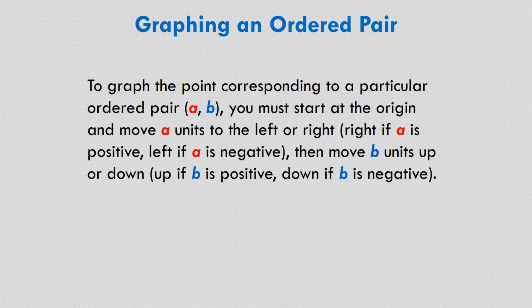So when we're graphing an ordered pair, it means that you have a particular ordered pair that you're trying to plot. You have an A value and a B value, and we always start from the origin. Your A value tells you whether you're going to go left or right: right if it's positive and left if it's negative. Then your B value tells you if you're going up or down. Positive is up, down is negative.